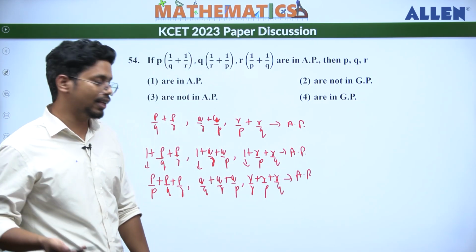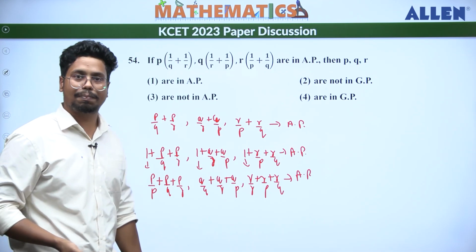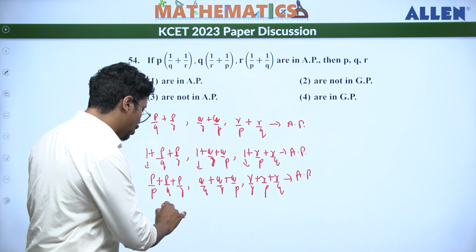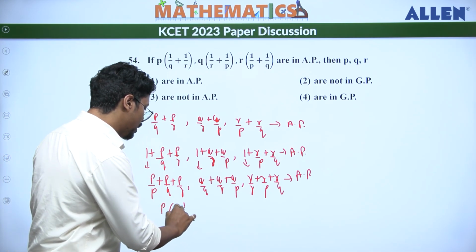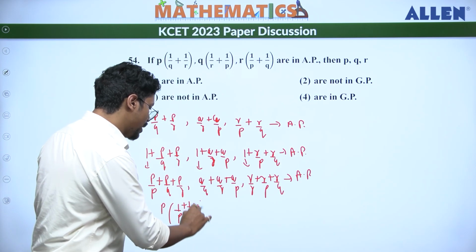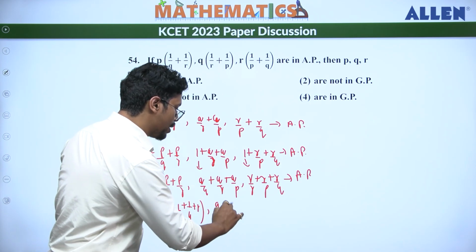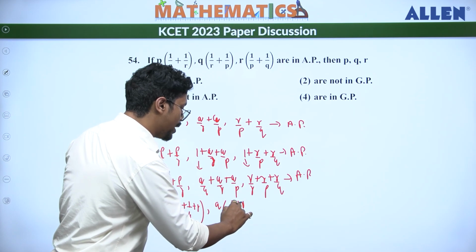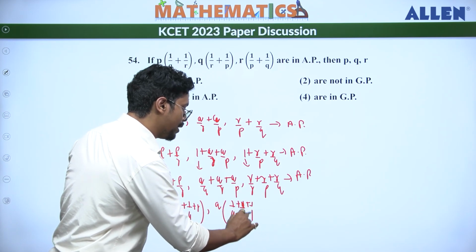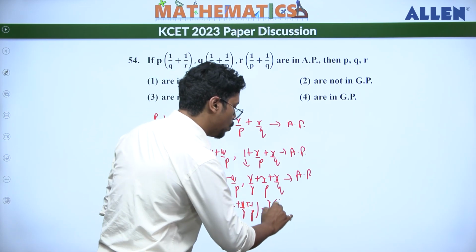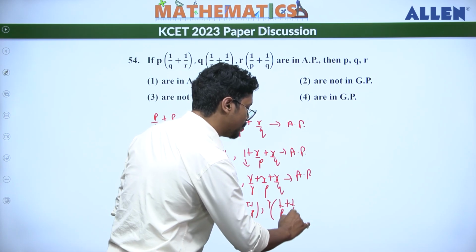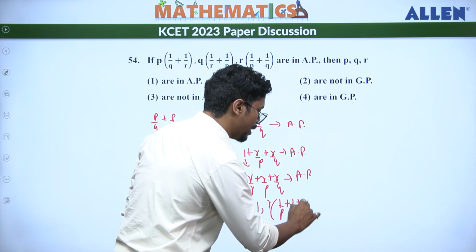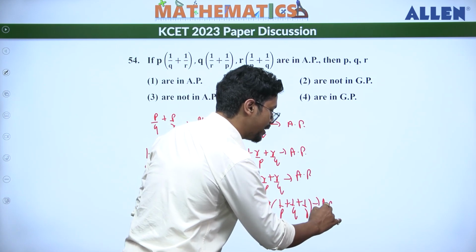Fine. Now let us do one thing, all of you. From this guy, if I take P common, what you will get? P common, 1 by P plus 1 by Q plus 1 by R. Here you take Q common, 1 by Q plus 1 by R plus 1 by P. Here you take R common, 1 by P plus 1 by Q, I'm just rearranging, plus 1 by R. They are still in AP. They are still in AP, right?